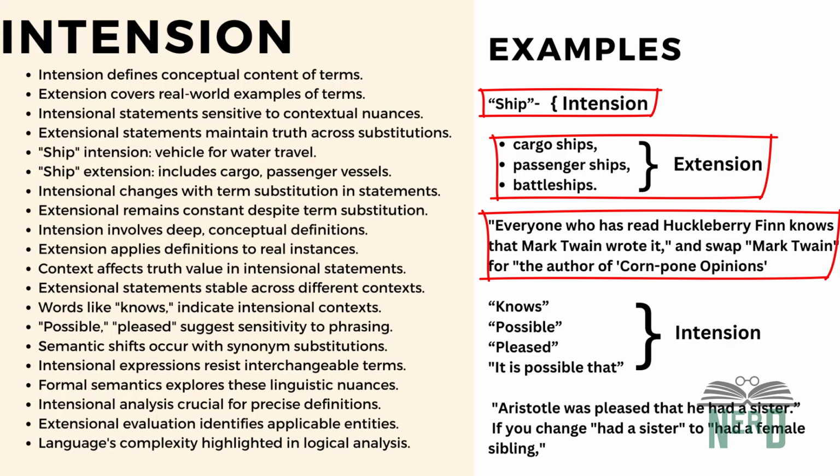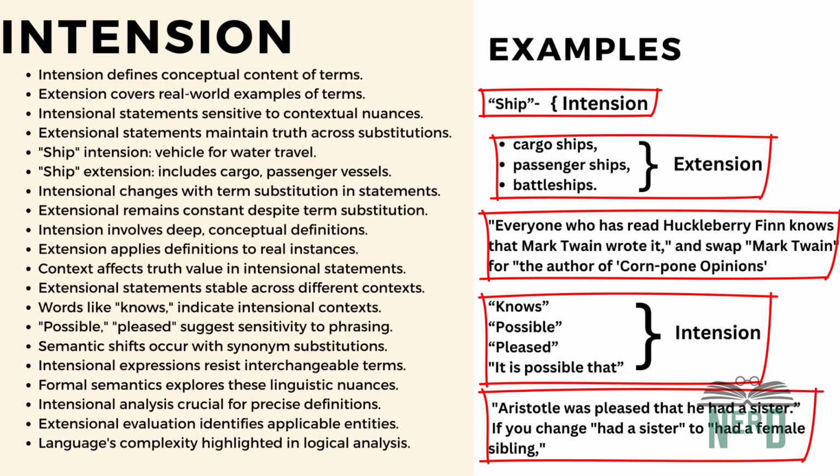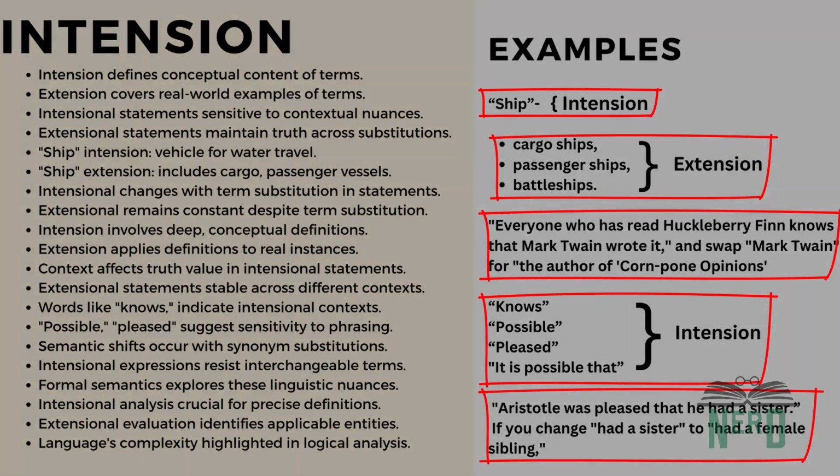These kinds of statements often involve words like knows, possible, or pleased, which sort of hint that we're dealing with an intentional setup. These words, or phrases like, "it is possible that," act like flags saying, hey, this statement might get a bit complicated depending on how you interpret these words. So let's say, Aristotle was pleased that he had a sister. If you change had a sister to had a female sibling, it sounds more clinical and less personal, which might not resonate the same way, even though it means the same thing. This switch can tweak the emotional or intuitive impact of the statement, showing how sneaky and sensitive language can be.